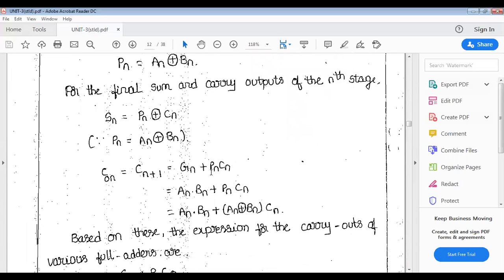So Gn plus Pn into Cn. What is Pn? That is the carry propagate. Pn is nothing but An exclusive OR of Bn. And what is Gn? Gn is An into Bn. So finally, Cn plus 1 is equal to An Bn plus An exclusive OR of Bn into Cn. That is Cn plus 1.